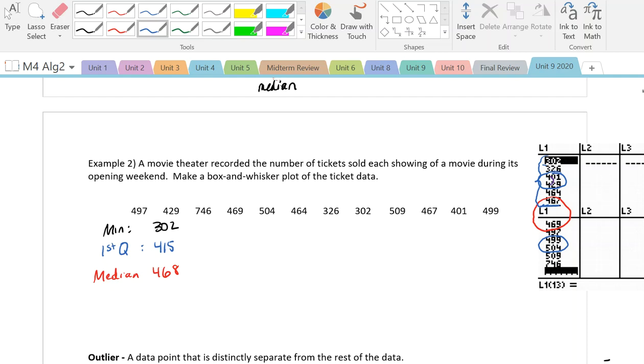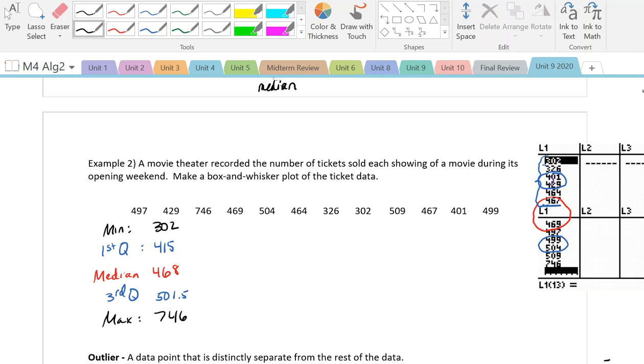Then I want the median of the upper half, which will be the average between 499 and 504, sorry, which is 501.5 for our third quartile. And then we have our max, and our maximum is 746.